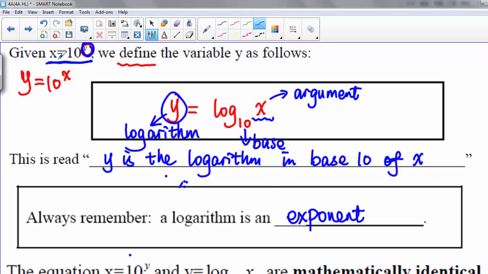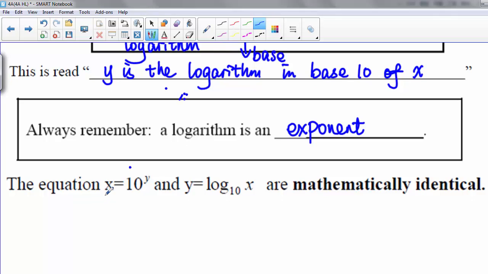You need to remember x equals 10 to the power y is the inverse of y equals 10 to the power of x already. So x equals 10 to the power y and y equals log base 10 of x are mathematically identical. They're exactly the same. So this one is the same as this one. So y, this logarithm, is an exponent in the exponential form.